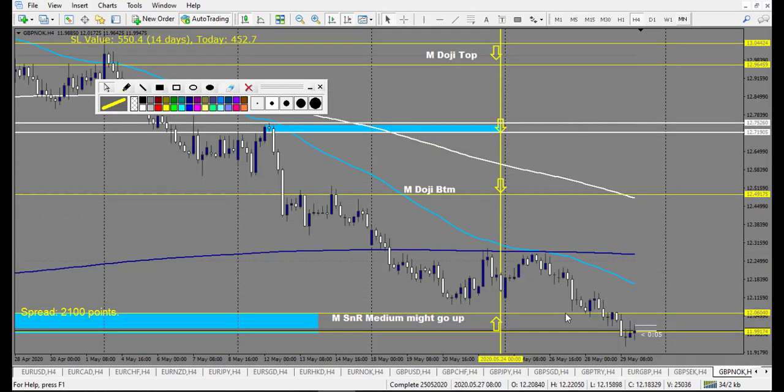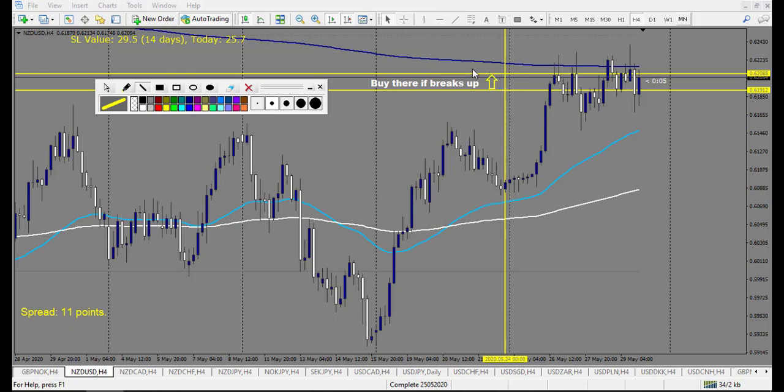GBP NOK. So I wanted to buy this level, and we have an engulfing right here, retracement entry. This one is a losing setup, and this one didn't break up. And this doji eventually breaks up, so you might be in a buy trade right now with around break even, no win, no loss. So we have one losing setup on this chart.